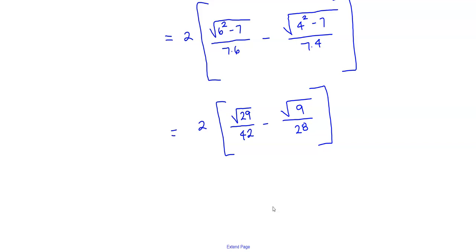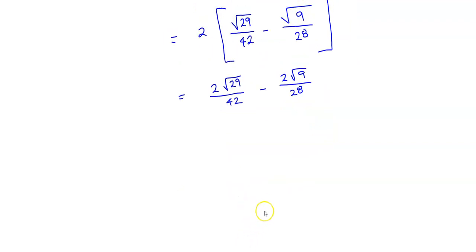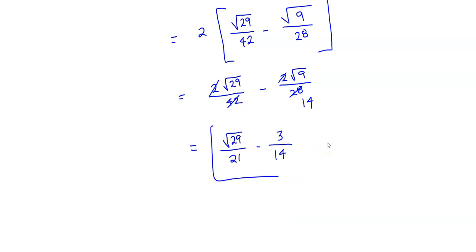So then we would get the following. Distribute the 2. We have 2 times the square root of 29 over 42 minus 2 times the square root of 9 over 28. So we know that 2 goes into 42 21 times, so that's the square root of 29 over 21. 2 goes into 28 14 times. The square root of 9 is 3, so that's 3 over 14. Or if we wanted to, we can go a little further, but we'll leave it as it is, and therefore this is our result.